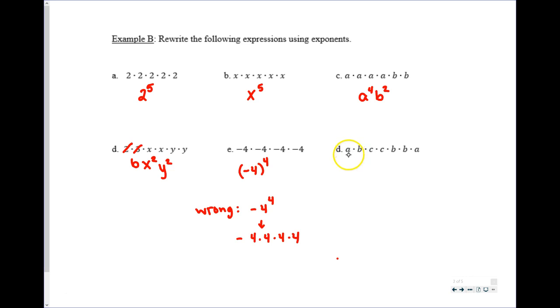Finally, D, I'm going to count my A's. I have 1, 2 A's, so that's A squared. I have 1, 2, 3 B's, so that's B to the 3rd. And I have 2 C's for C squared. So A, B, C. And you also want to keep it in alphabetical order, all right? That's important as well, okay?